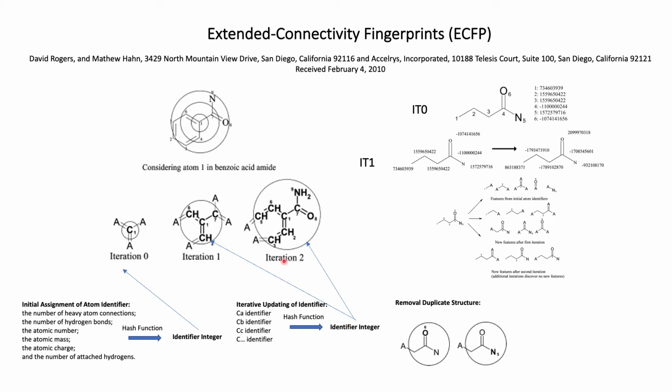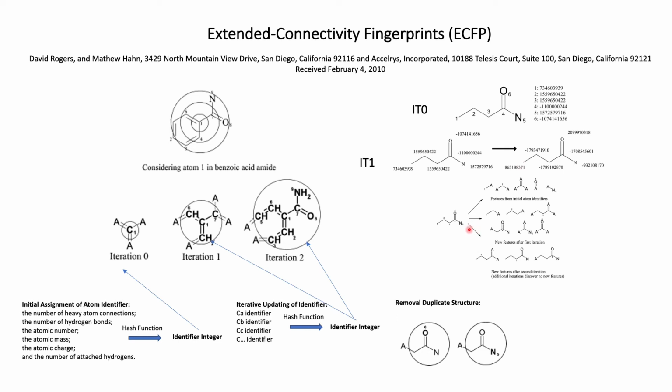And then we can do iteration 2 and iteration 3 with the range continuing to increase. So here, the example in iteration 1: from the initial identifier, it will increase the range to include the neighboring atoms and get a new identifier, and the identifier of each atom will get updated.